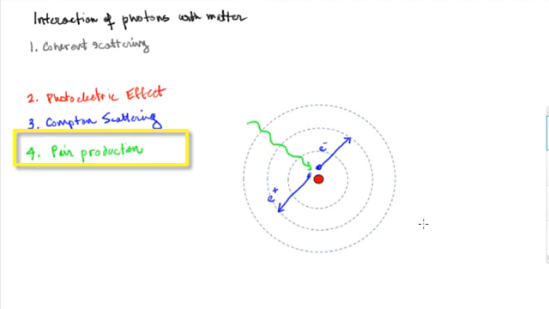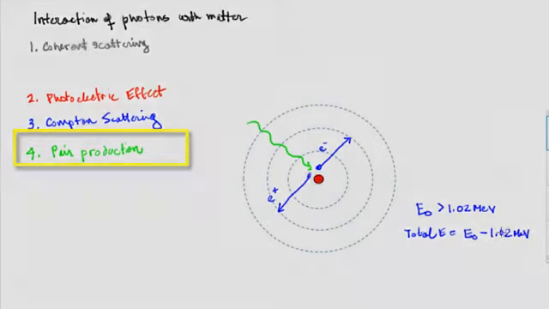And so the energy of this initial photon has to be greater than 2 times the rest mass energy of the electron, or else you can't produce this electron-positron pair. You won't have enough energy. So it has to be greater than 1.02 MeV. And then the total energy of the electron and the positron is going to be equal to the initial energy that the photon comes in with minus this rest mass energy that was created.